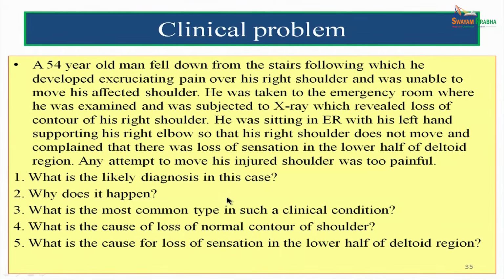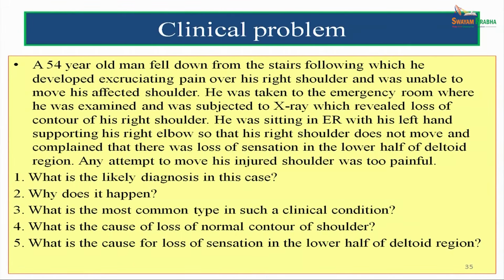What is a likely diagnosis in this case? It is obviously a dislocation of the shoulder joint on the right side. Why does it happen? It happens because one of the ligamentous or muscular supports has been injured. When a support is lost, a joint goes in for dislocation. What is the most common type in such dislocations? Anteroinferior dislocation of the shoulder joint is a commonly occurring type.